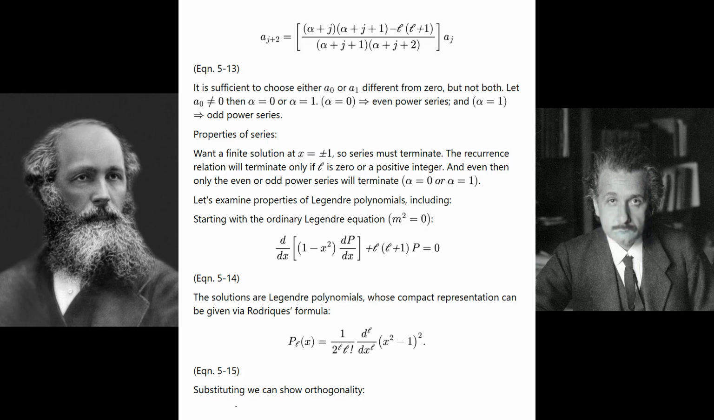Properties of series. We want a finite solution at x equals plus or minus 1, so the series must terminate. The recurrence relation will terminate only if script L is 0 or a positive integer. And even then only the even or odd power series will terminate, alpha equals 0 or alpha equals 1. Let's examine properties of Legendre polynomials, starting with the ordinary Legendre equation, m squared equals 0.